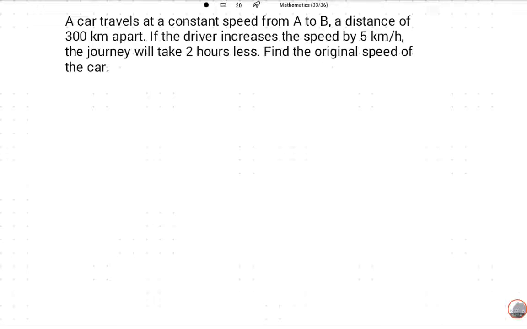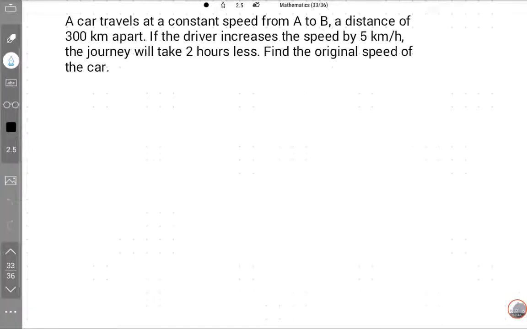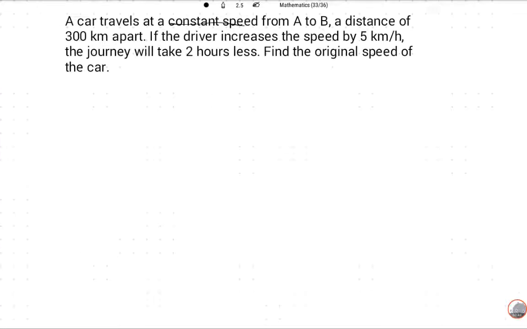A car travels at a constant speed from A to B, a distance of 300 km apart. It means the total distance is given. If the driver increases the speed by 5 km per hour, the journey will take 2 hours less. Find the original speed of the car.